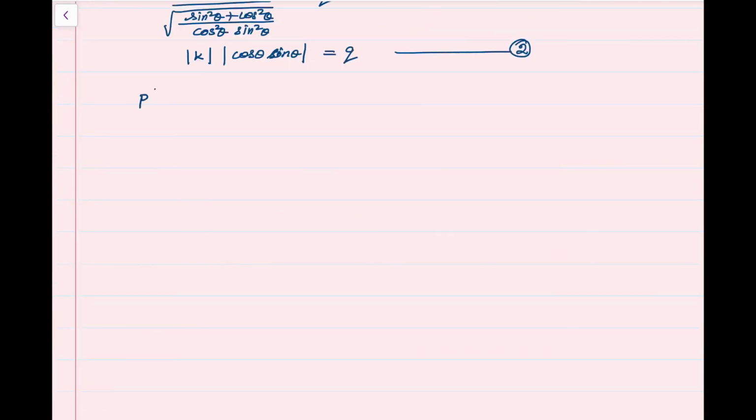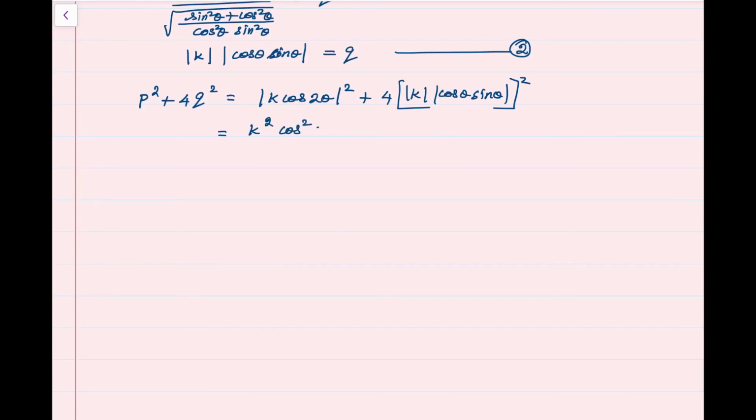Now we will find p square plus 4q square. It is absolute value of k cos 2 theta the whole square plus 4 times k cos theta sin theta the whole square. Because of squaring, absolute value sign can be removed. We get k square cos square 2 theta plus 4 k square cos square theta sin square theta.